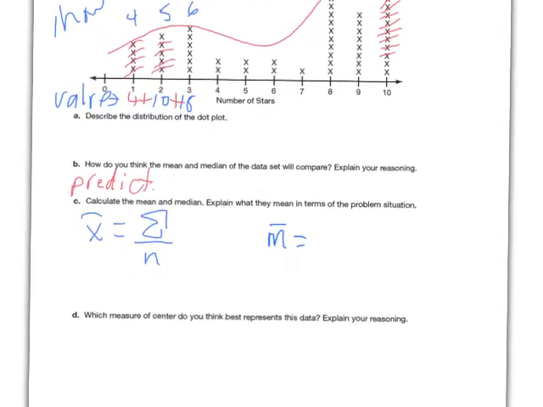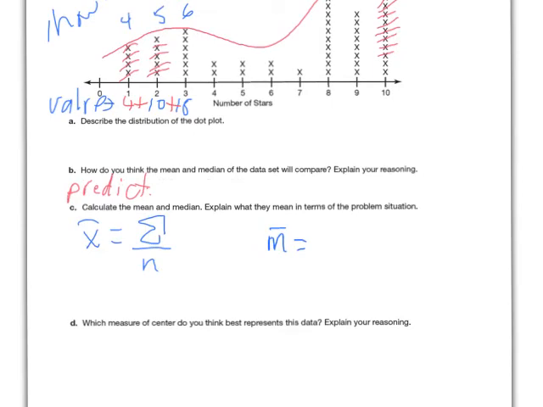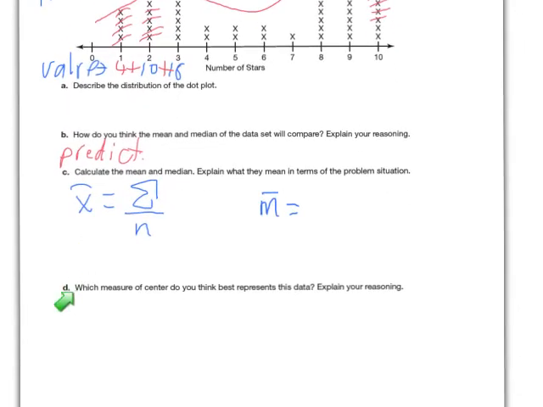And go ahead and pause this now while you do that. Okay, assuming you found the median and the mean, now letter D says, which measure of center do you think best represents this data?